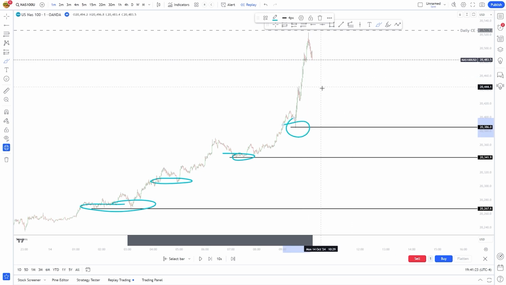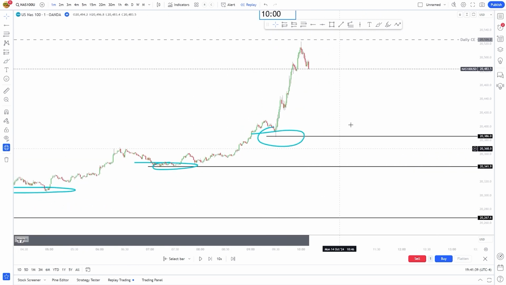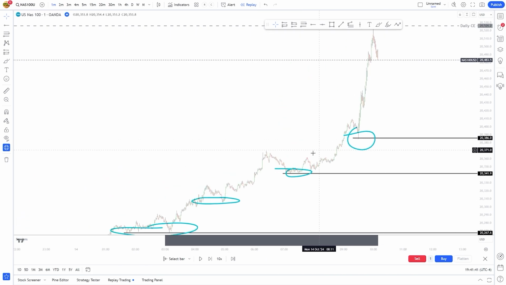So maybe if this gets hit, we'll take off 75% of the position. And then if the rest of these swing lows get hit, then we'll be very happy. But again, since we're not too sure how far it's going to retrace, we should just aim for the lowest hanging fruit, make your money and get out.